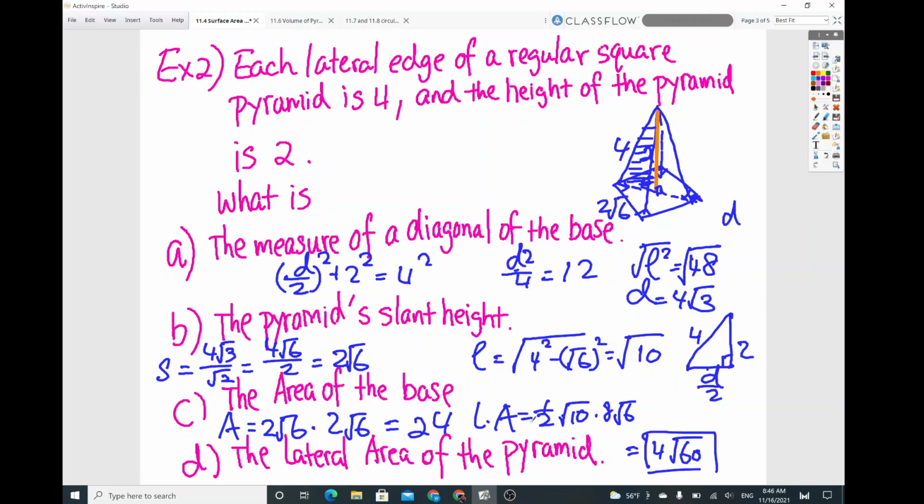This one is a little bit complicated, so there are certain things you need to find out first. Once we figure out the diagonal, we can figure out the side length of the square, and from there the slant height. Using all the information, we can get the lateral area. And once you get the lateral area, we can also get the surface area: the lateral area plus the area of the base.